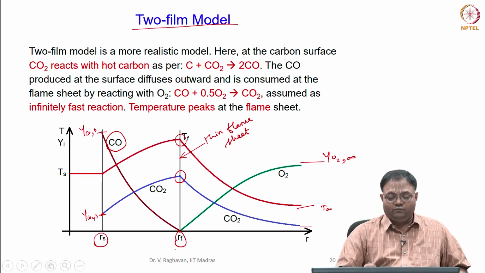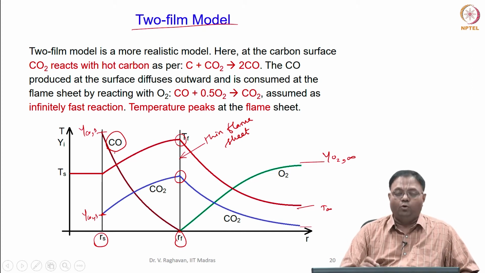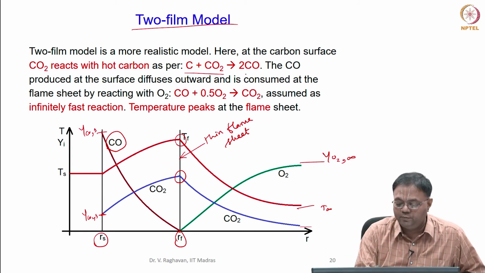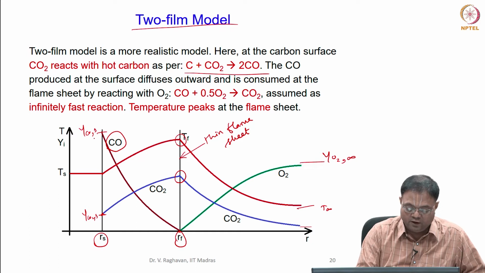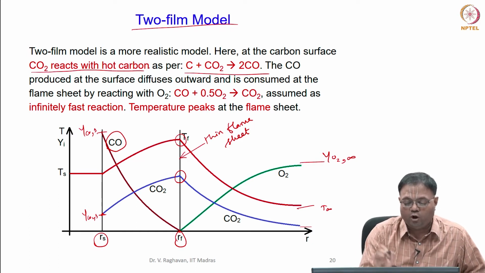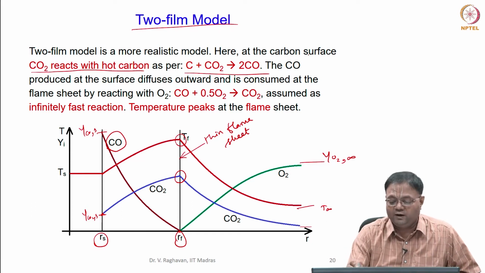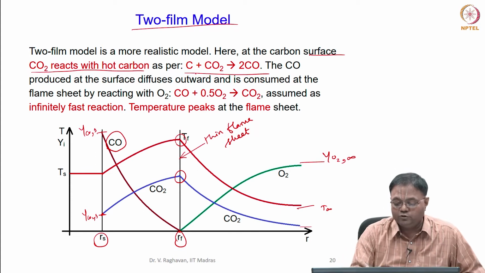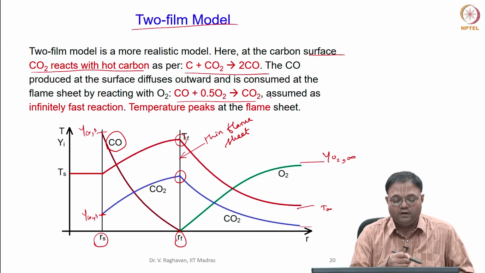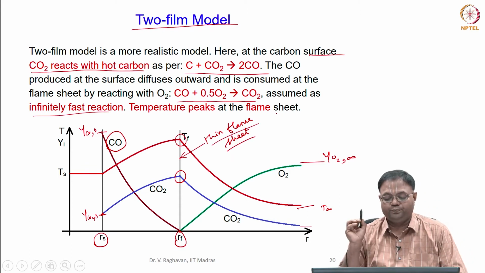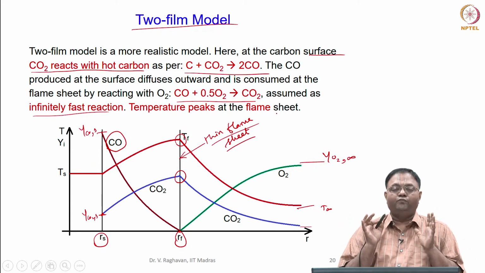So, at the thin flame both CO and O2 are assumed to be completely consumed, and this is the reaction. C plus CO2 occurs at this sheet, that is a carbon surface. So, CO2 reacts with the hot carbon particle surface as a surface reaction and produces CO, and the homogeneous reaction occurs at the flame and it is an infinitely fast reaction producing a thin flame sheet. So, this is the two film model.